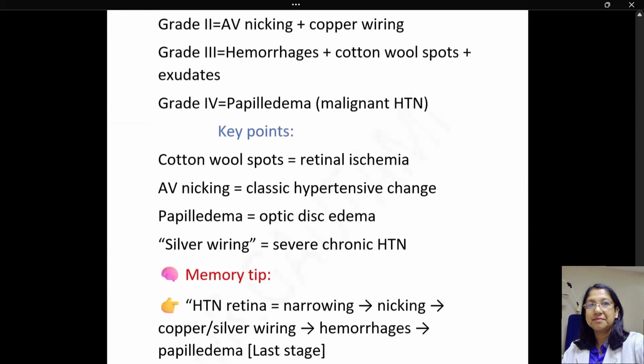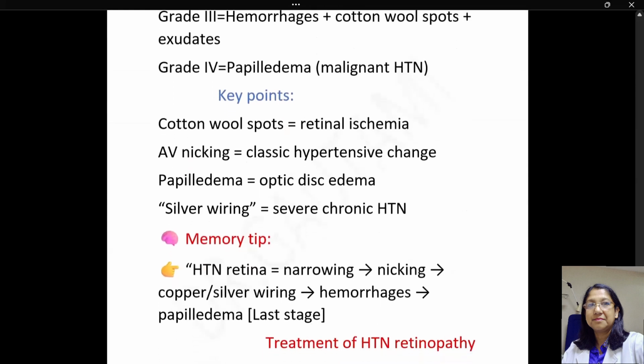These are the key points you should remember. Cotton wool spots mean retinal ischemia. AV nicking, it is classic hypertensive change. AV nicking is classic for hypertensive retinopathy. Microaneurysm is classic for diabetic retinopathy. So these are the two differentiating points. Papilledema in case of hypertensive retinopathy, but not in diabetic retinopathy. Silver wiring, copper wiring in hypertensive retinopathy, not in diabetic retinopathy.